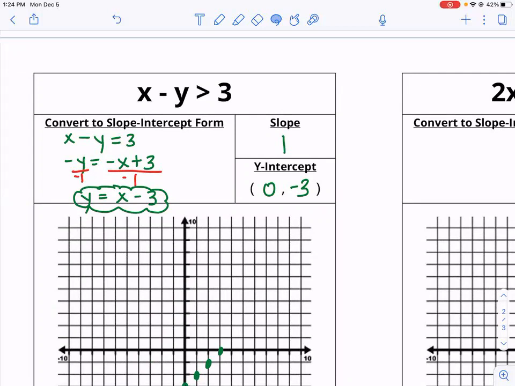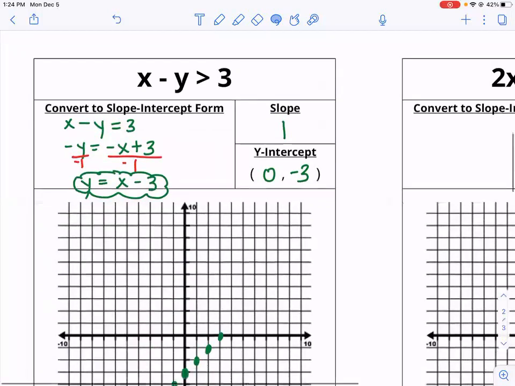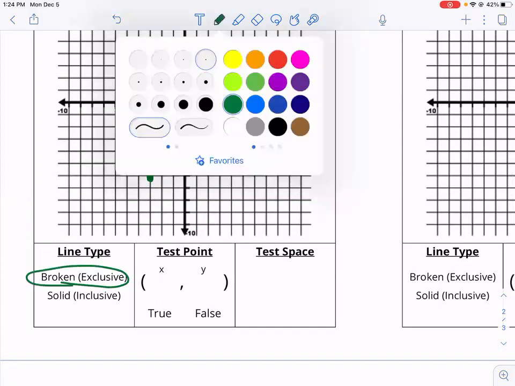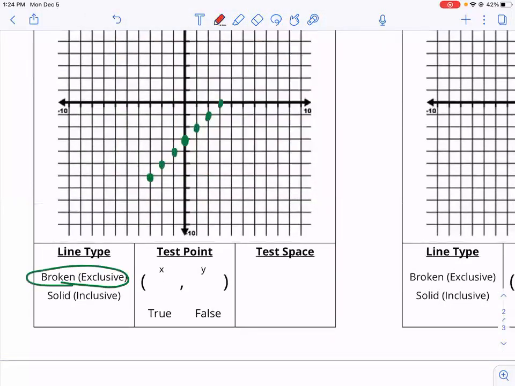Is there an equal there? No, which means we do not have a solid line. We actually have a dotted line. So you need to make a dotted or a dashed line.